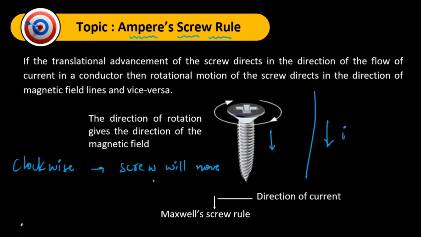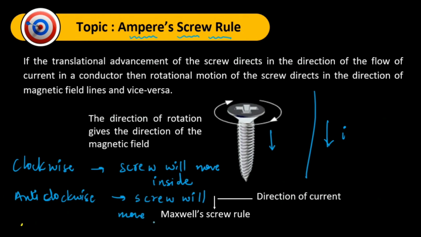But if you rotate it in anti-clockwise direction, what would happen? It will come out, or you can say the screw will move outside. So the motion of the screw represents the direction of current, but the way in which we are rotating it represents the direction of the field line. This is another way to look at the magnetic field line due to a current carrying conductor.